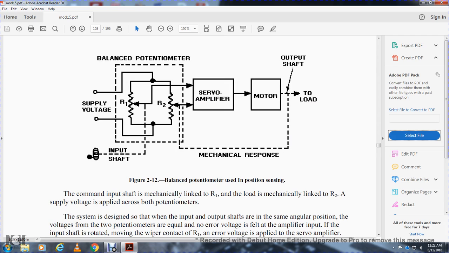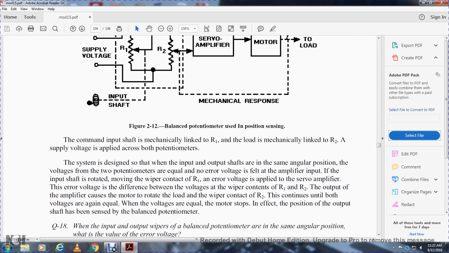Figure 2-12 shows the balanced potentiometer with position sensing. The supply voltage goes through a circuit with resistor 1 and resistor 2. This is the input shaft that drives resistor 1 and feeds into the servo amplifier with the motor, and then the output shaft is running on a mechanical response from the servo amplifier motor to the load.